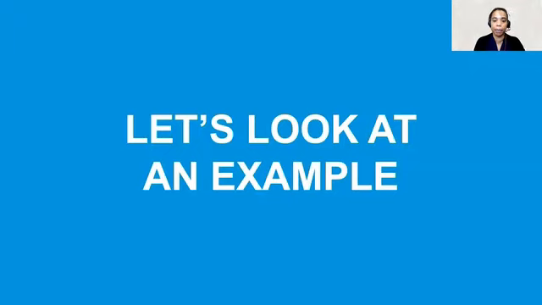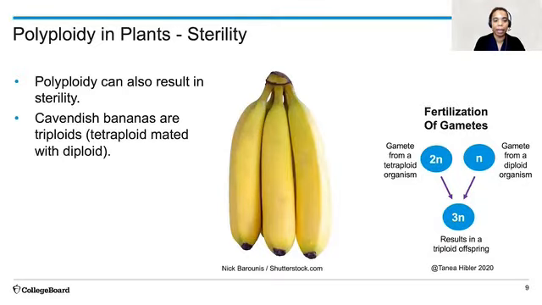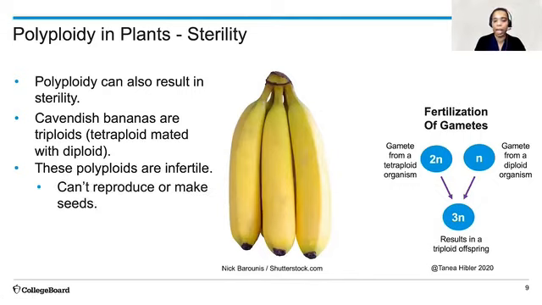Let's look at an example. Polyploidy in plants and sterility. Polyploidy can also result in sterility. The Cavendish bananas are triploids. That's a tetraploid that's mated with a diploid. And I have this image over here so you can see the 2N gamete comes together with the N gamete, resulting in a triploid offspring. These polyploids are infertile. They can't reproduce or make seeds.